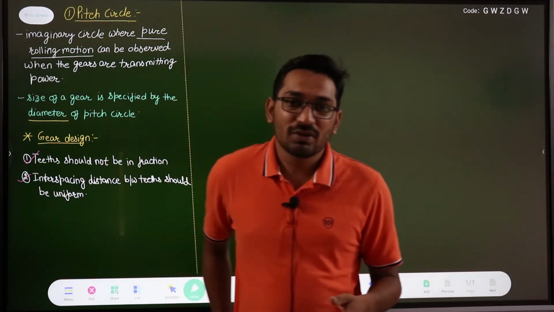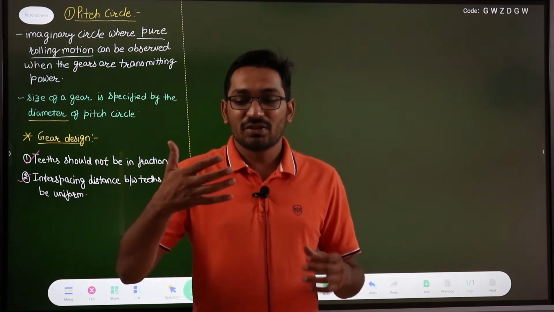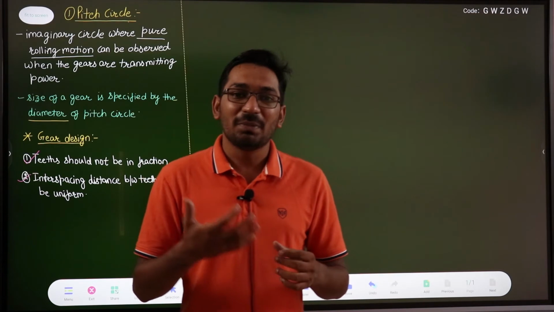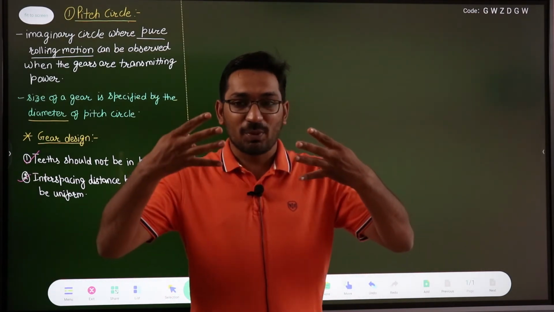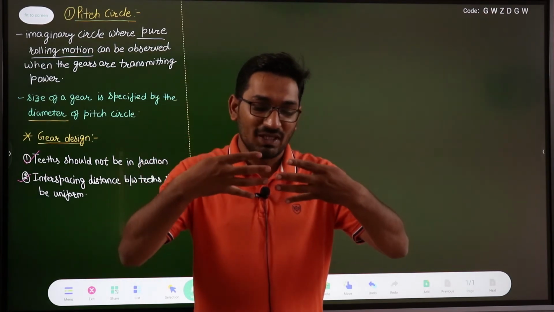So we can say that if you manufacture a gear, the tooth thickness of each tooth will be the same in a gear. Suppose these are the two gears, they will come in contact with each other, right? They will mate with each other.